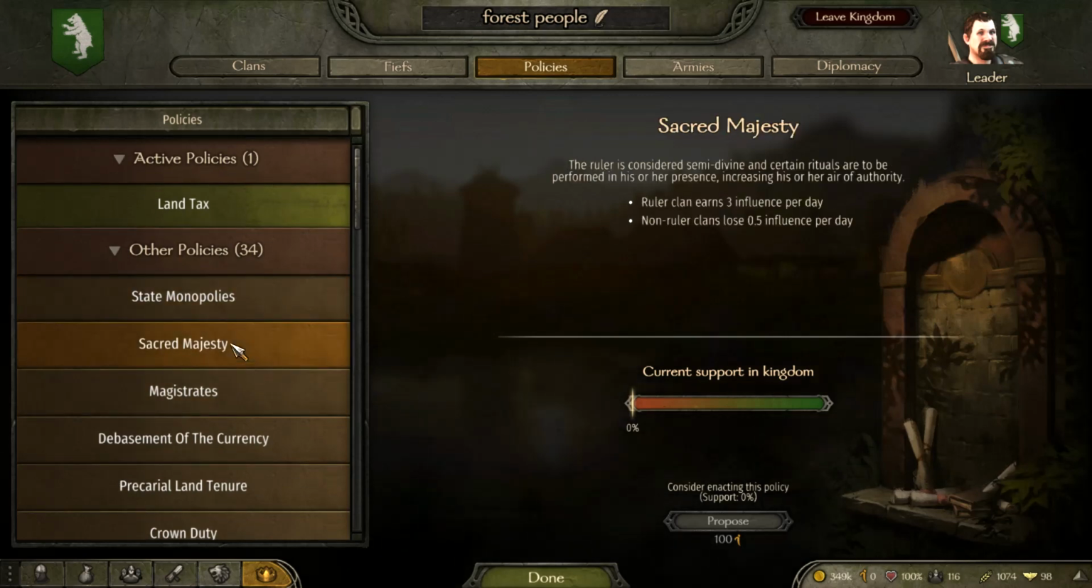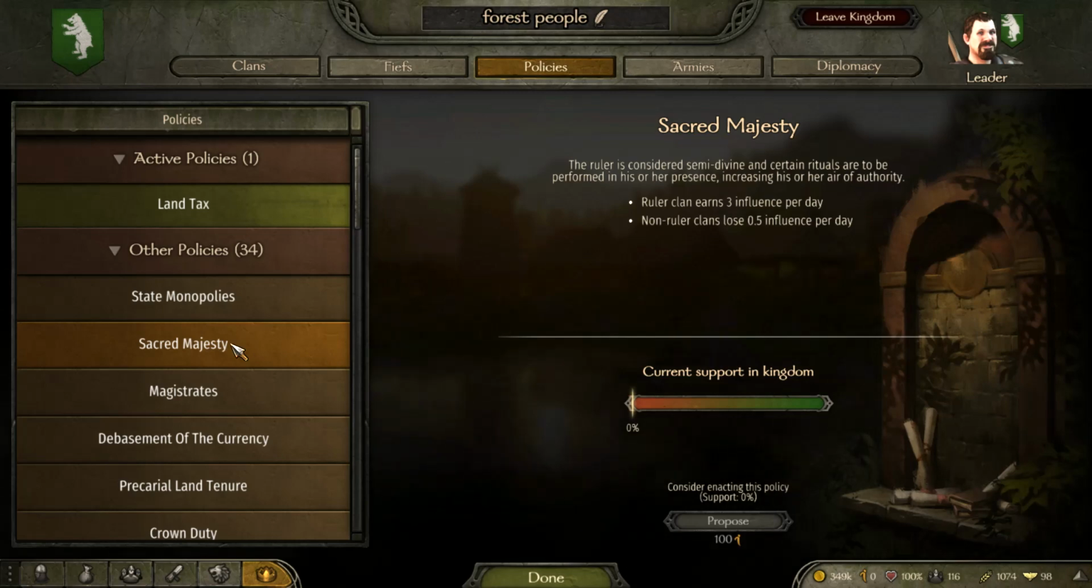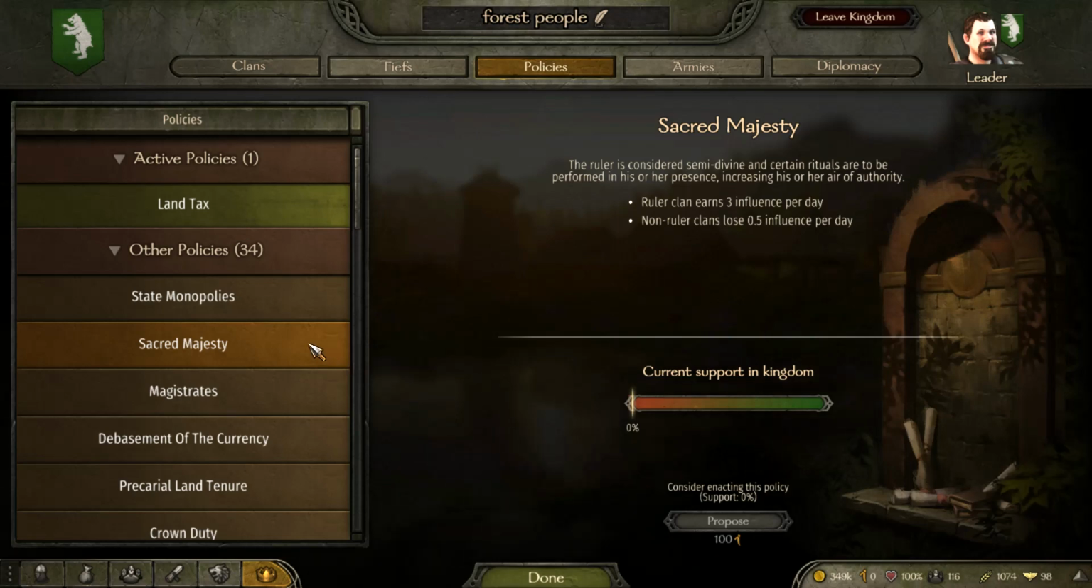Next we have Sacred Majesty. Ruling clan gains 3 influence per day. Non-ruling clans lose influence per day. So again, if you're the owner of a clan or a kingdom, that's really good. However, you've got to take into account that every other clan in your kingdom, if they have less influence, then they're not going to be able to hold their armies together as well. You can hold your army together really well because you're going to have a lot more influence coming in, but they won't be able to do it because they'll be losing influence every day, which is not what you want really, unless you are going to be the only person who forms armies.